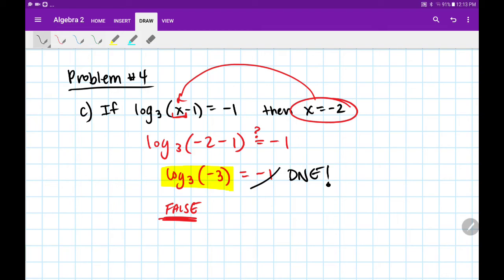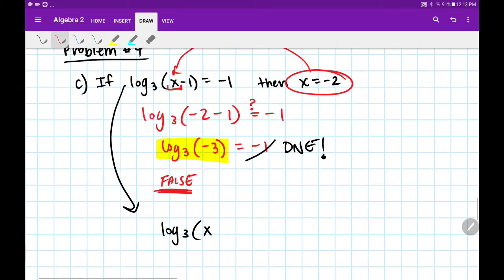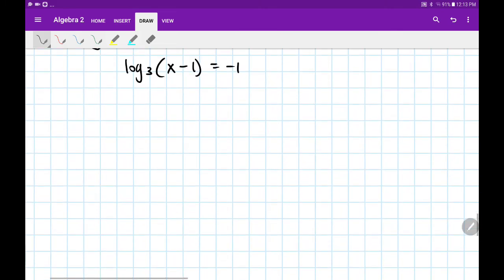Let me show you another way that you could solve this problem. How about we go from log form to exponential form? I'm going to rewrite this. Let's see what x really should equal. We know it's not supposed to be negative 2 because it didn't work out. But let's see if we can figure it out another way. Okay, so let's solve. I'm in log form. I need to go to exponential form.